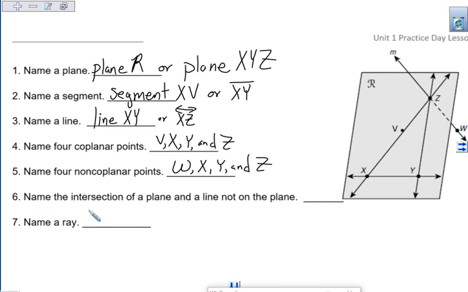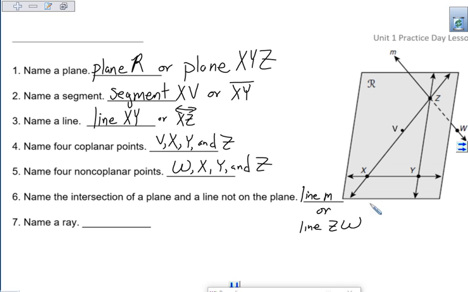Then the next one, name the intersection of the plane and a line not on the plane. So this line's on the plane, this one's on the plane, this one's on the plane. This one is going through it. So this is line M, or you could say line ZW, because we are intersecting at that point. Think of this as a 3-dimensional figure.